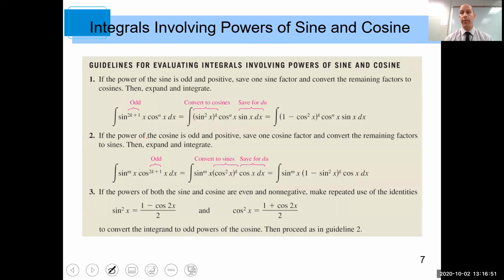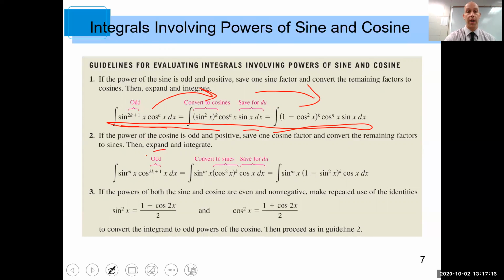Now these next two slides, I'm not going to go through all of these with you. They are in the notes. They're in this presentation, so if you want to pause this, these are just some general guidelines for using this technique when you have sines and cosines. So you go from here to here to here. And on the example that we just did, we use this first example. If we have the cosine being to an odd power, we would do maybe something similar to this.